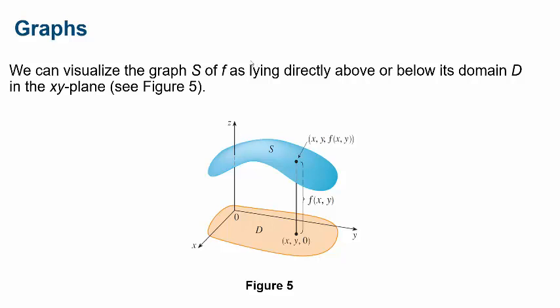We can visualize the graph S, the surface of f, lying directly above or below its domain D in the xy plane. Here are the allowable inputs in the domain, and then this is the point on the surface up here. This is the z value right here.